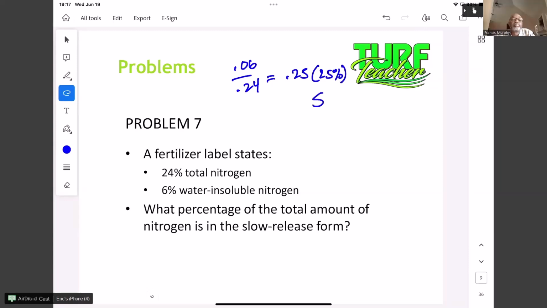25% slow release nitrogen, dividing the 6% by the 24%. 6 will go in there actually 4 times. So basically that is the 0.25 or 25%.